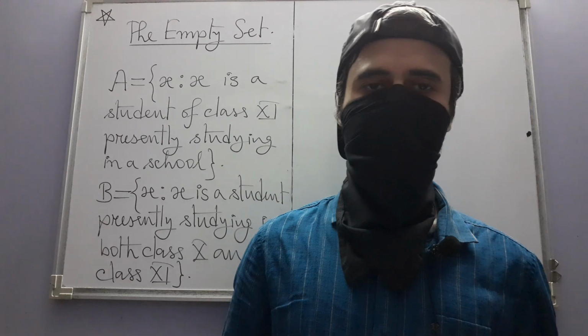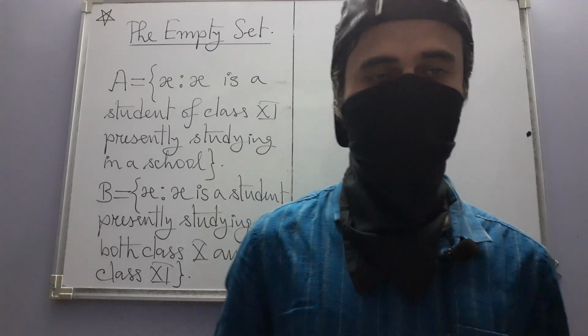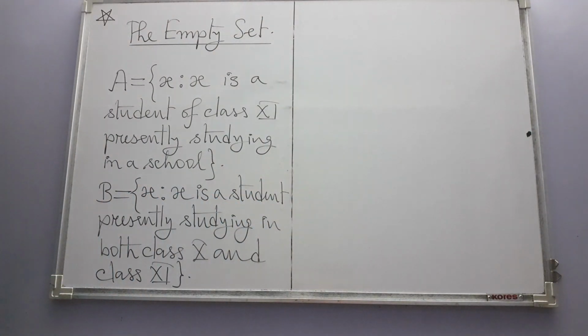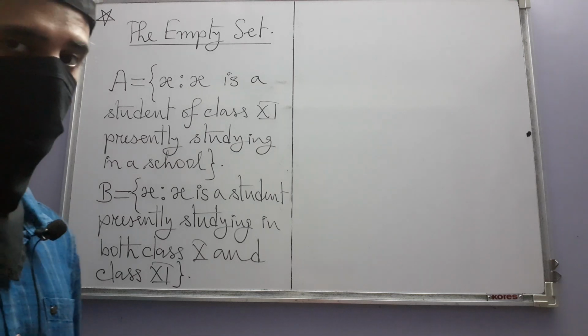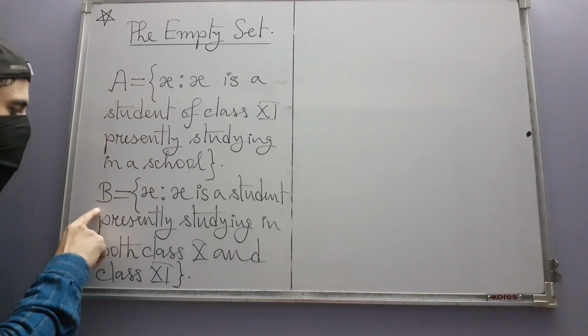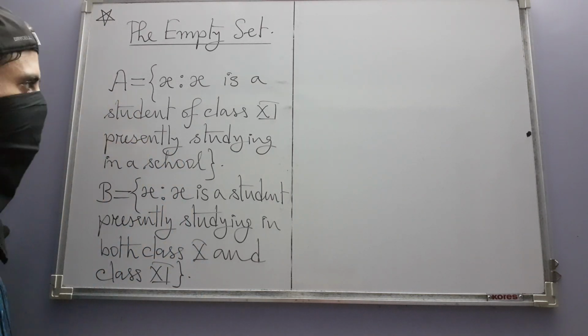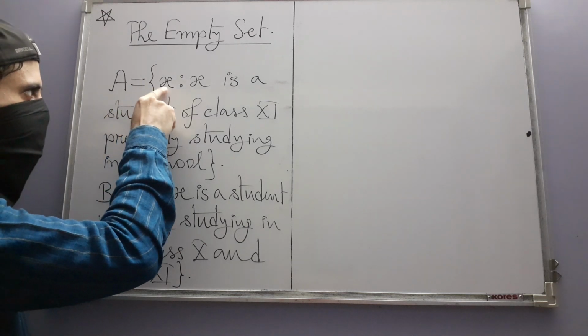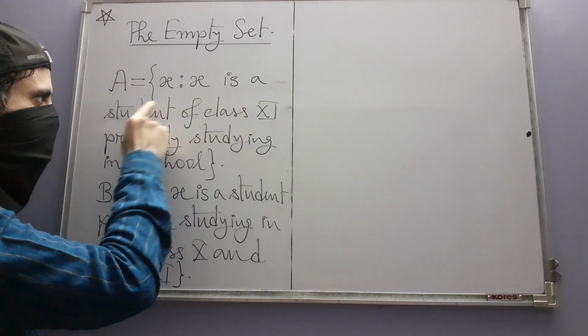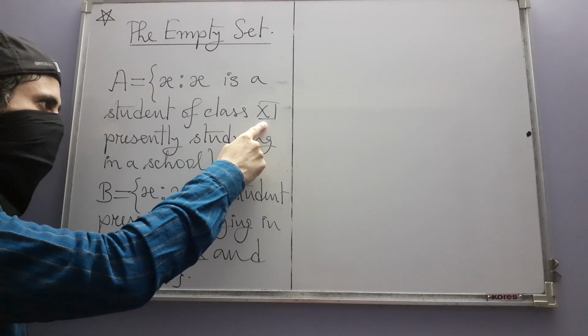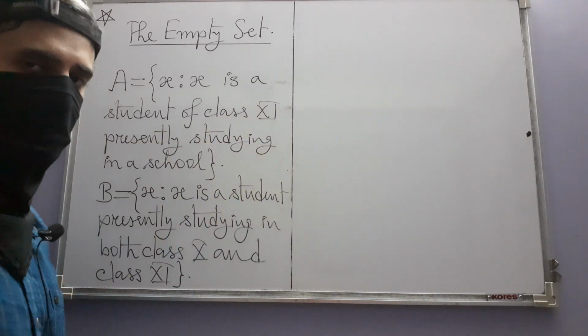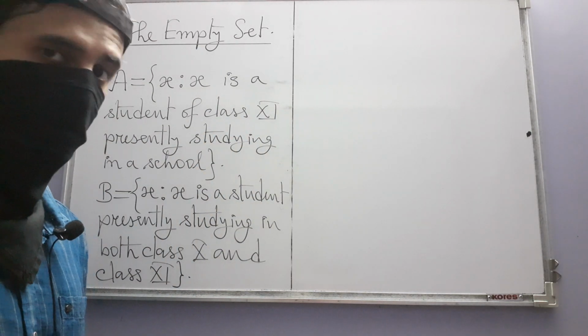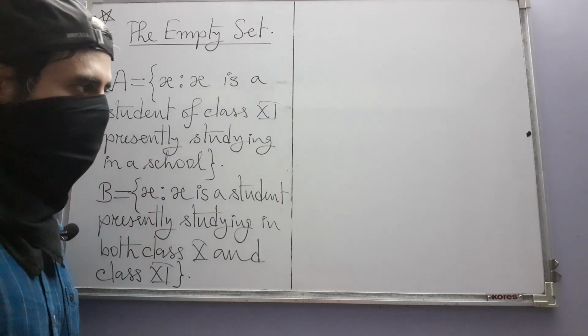Okay, so let us next discuss the empty set. And let's start our discussion with these two sets A and B. Let's first see what A is. A is the set of all elements X such that X is a student of class 11 presently studying in a school. Okay, now what is it about this set A?